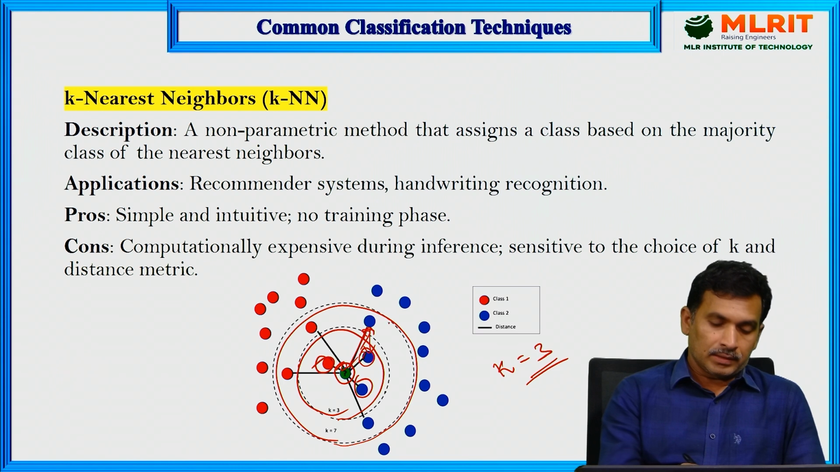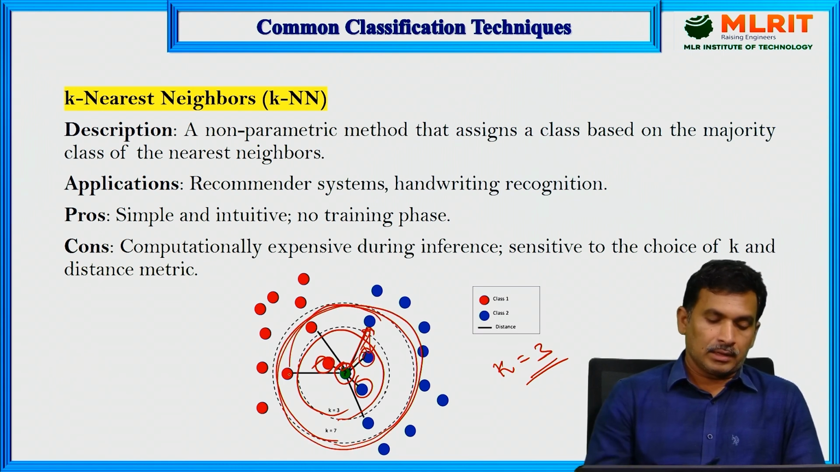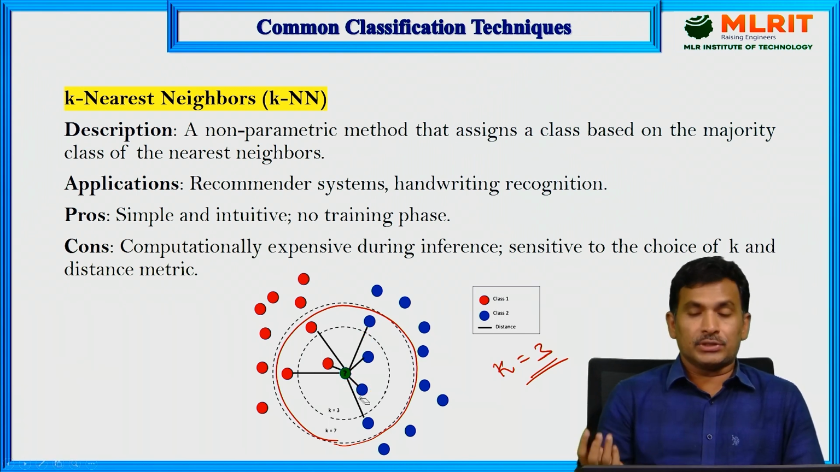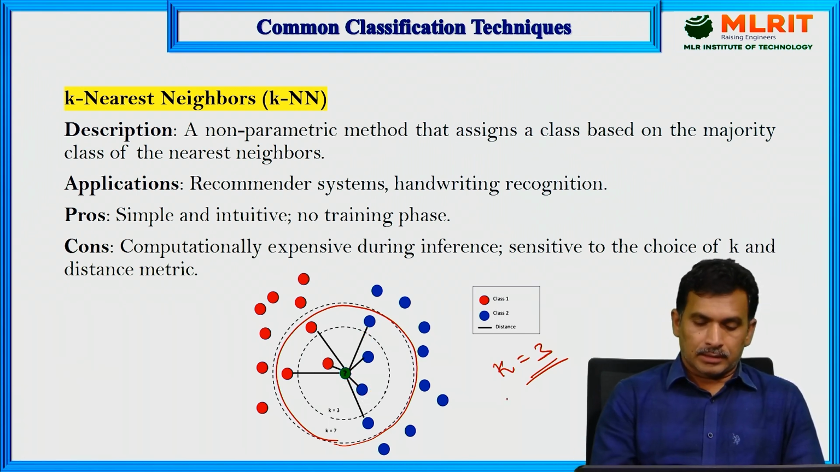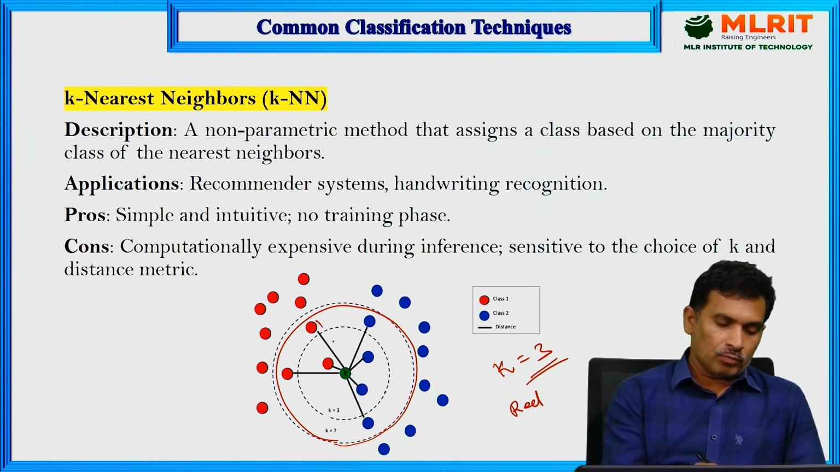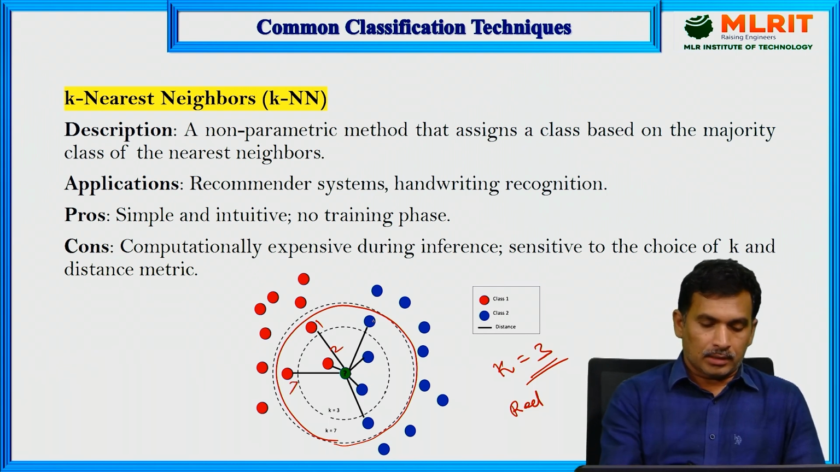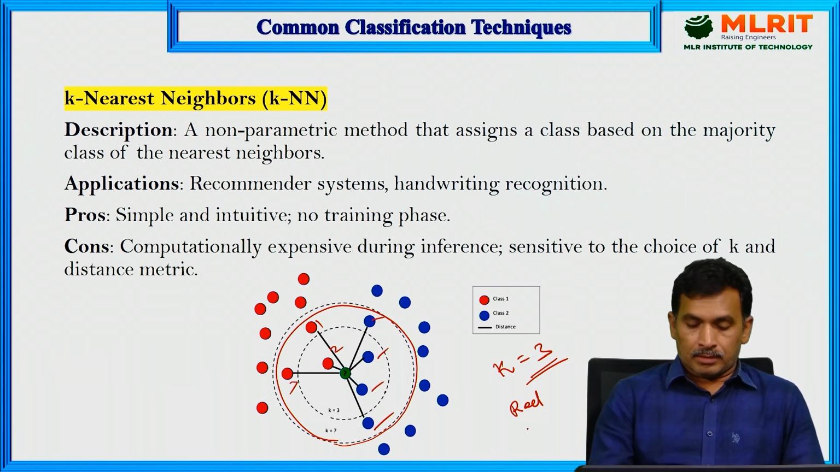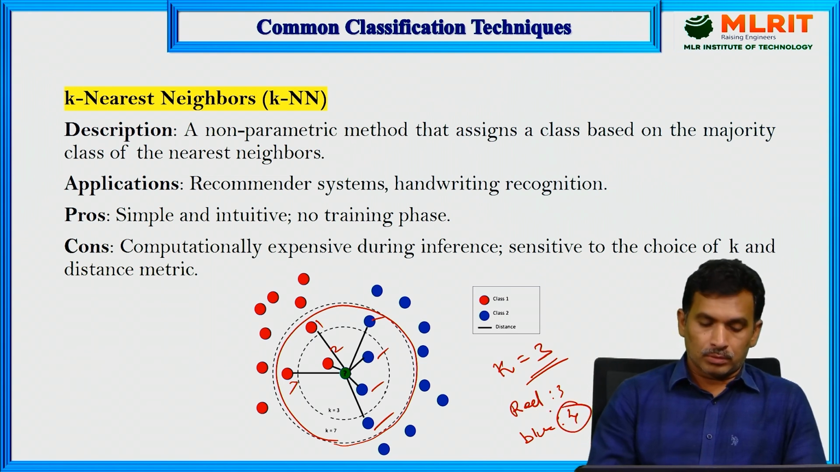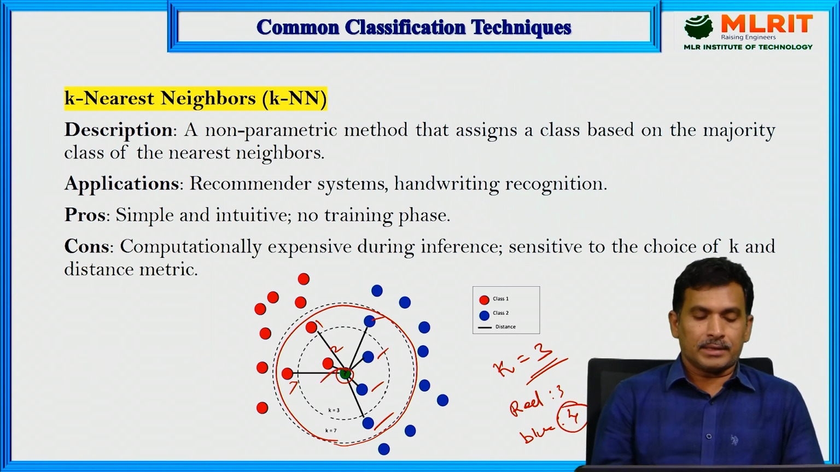Suppose within this k equal to 7 in this circle, how many data points belong to each class? If you count the red color data points, there are 3, like 1 2 3, and the blue color are 1 2 3 4. So red equals 3 and blue voting is 4. So the majority is blue, so this would belong to the category of second class. This is the way we apply k nearest neighbors to classify.